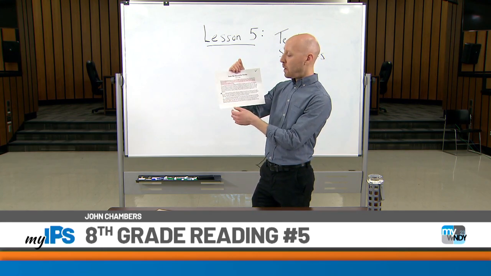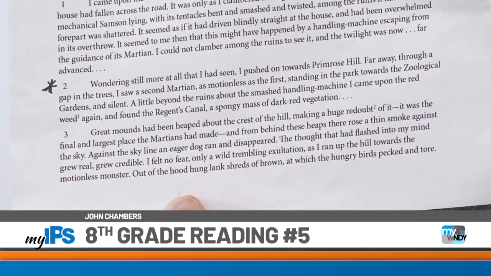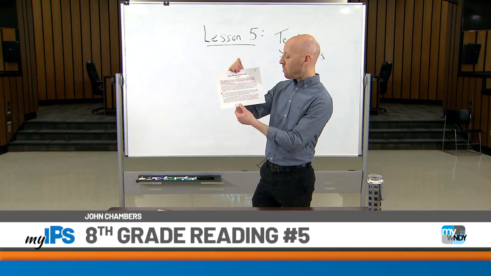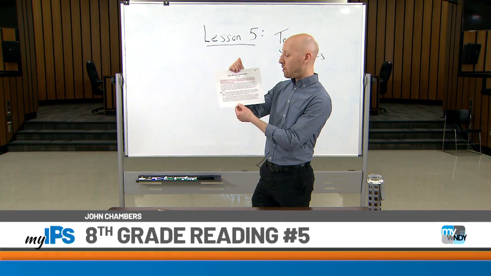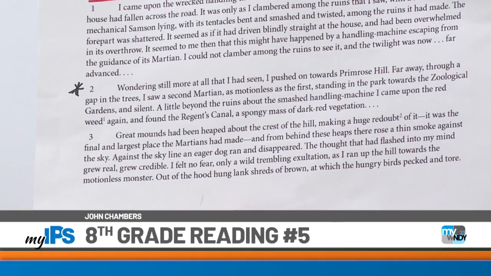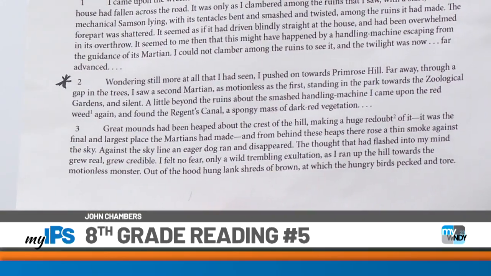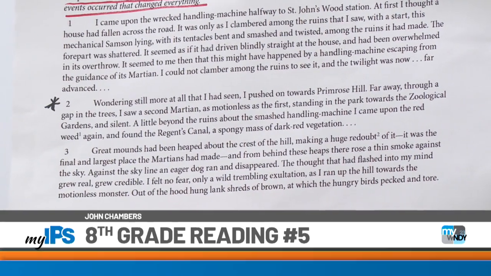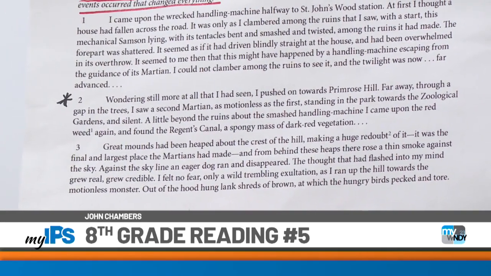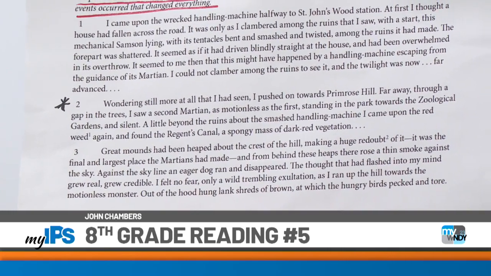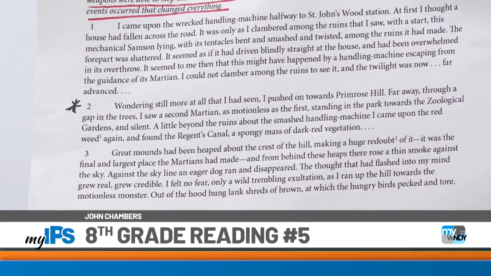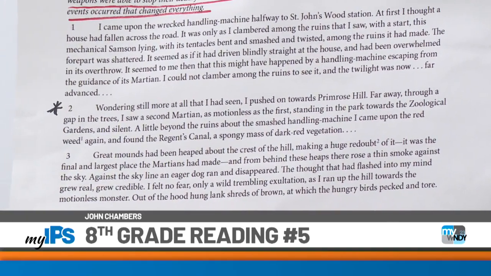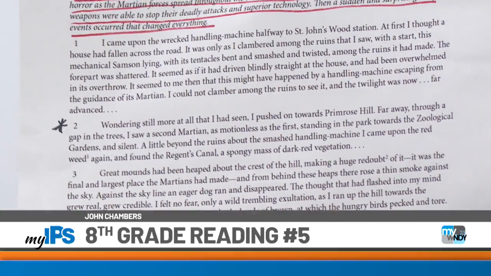All right, paragraph 3. "Great mounds had been heaped about the crest of the hill, making a huge redoubt," which, there's a footnote for that, it's like a fortress. "It was the final and largest place the Martians had made, and from behind these heaps there rose a thin smoke against the sky. Against the skyline, an eager dog ran and disappeared. The thought that had flashed into my mind grew real and it grew credible. I felt no fear, only a wild, trembling exultation. As I ran up the hill towards the motionless monster, out of the hood hung lank shreds of brown at which the hungry birds pecked and tore."